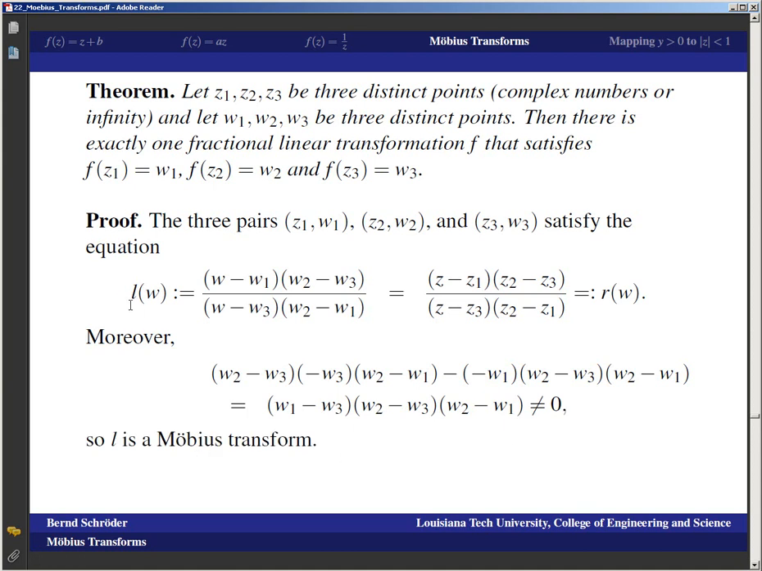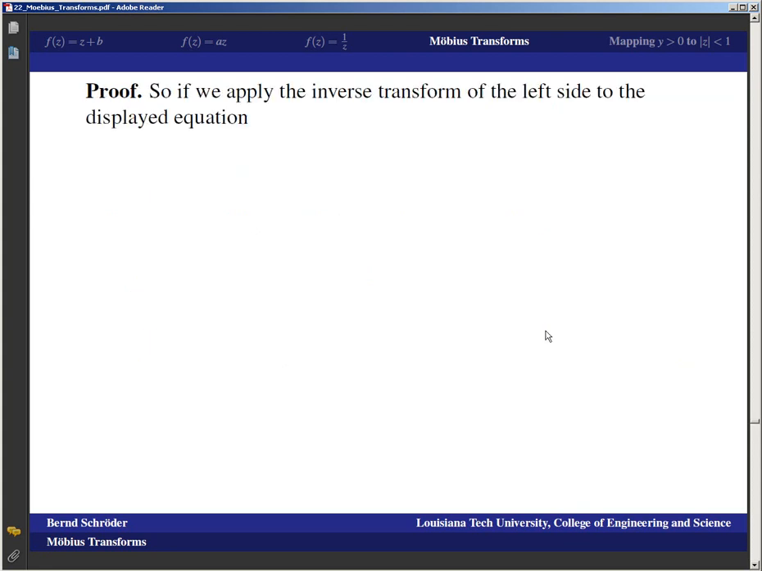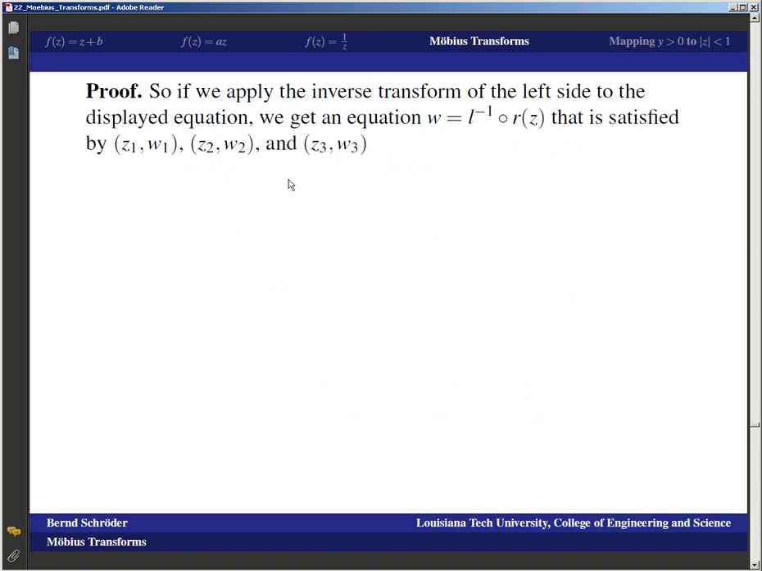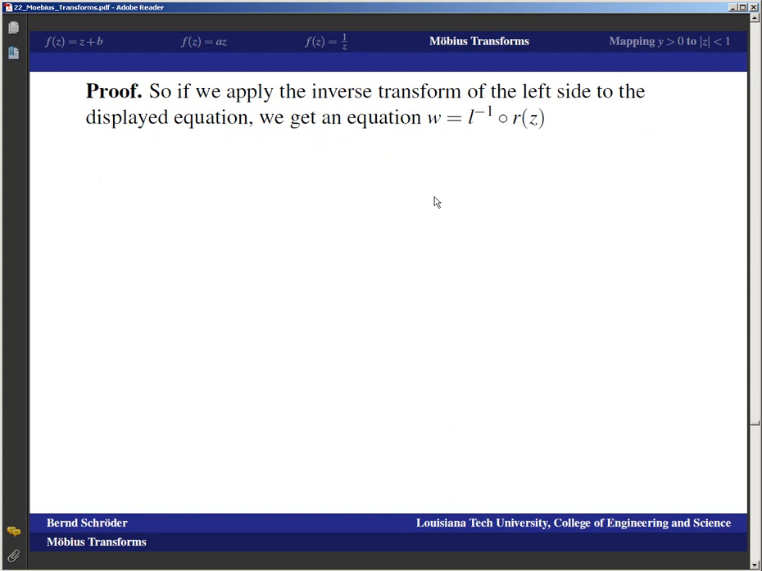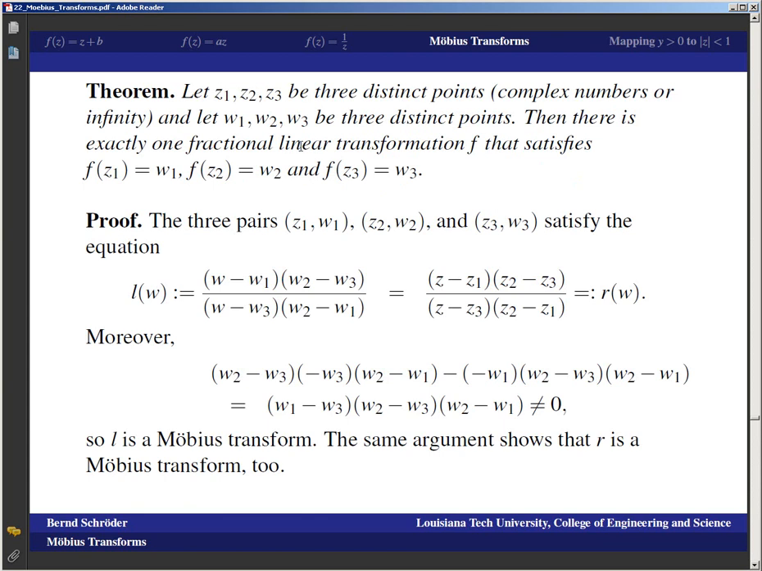And so that means that L is a Moebius transform, and the same argument with Z's replacing W's shows that R is a Moebius transform also. But that means if we apply the inverse transform on the left side to the displayed equation, we get the equation that W is L inverse composed with R of Z, which is a Moebius transform that is satisfied by Z1, W1, Z2, W2, and Z3, W3. And so that means there is a Moebius transform as required, and that is one part of what the theorem says. It says there is exactly one.